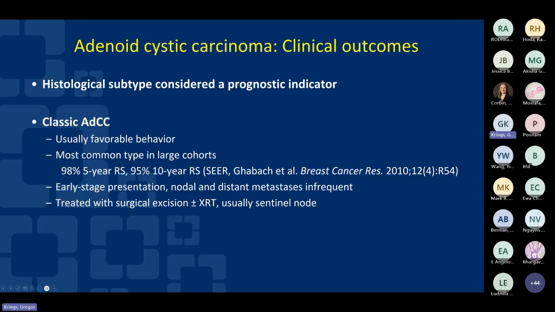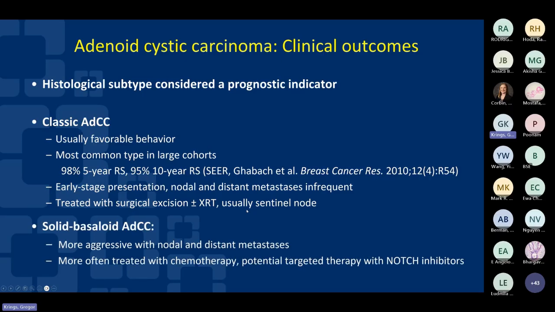These tumors tend to present at early stage, have infrequent nodal and distant metastasis, and typically are treated with surgical excision with or without radiation therapy, and usually a sentinel node is also obtained. In contrast, solid basaloid adenoid cystic carcinomas, as I've already mentioned, are more aggressive. They more frequently have nodal and distant metastases, and these tumors are accordingly more often treated with chemotherapy.